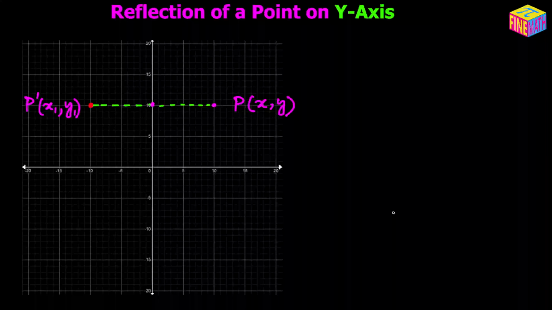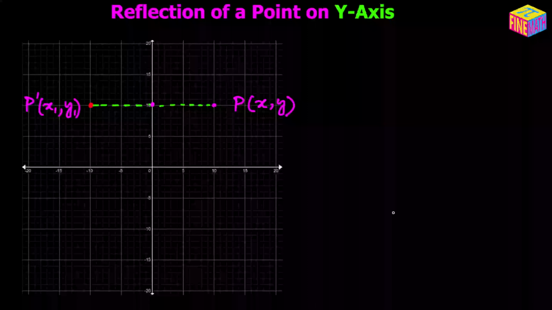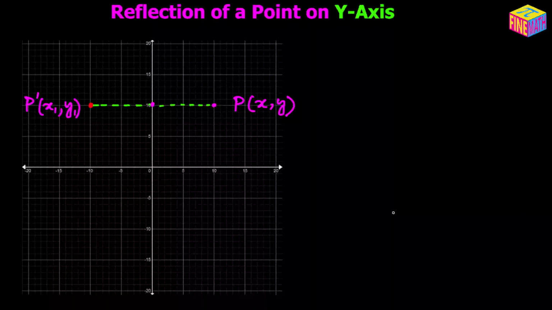Hi everyone, in this video we are going to discuss how to calculate the coordinates of the reflected point when a point is reflected on the y-axis. For example, let's suppose we have a point P located in the first quadrant with coordinates x, y, and let's assume that the reflected point, noted here as P prime, has coordinates x sub 1, y sub 1.